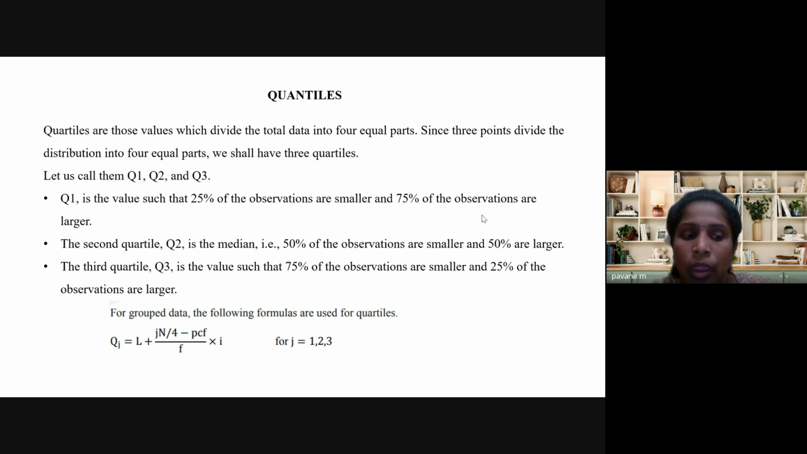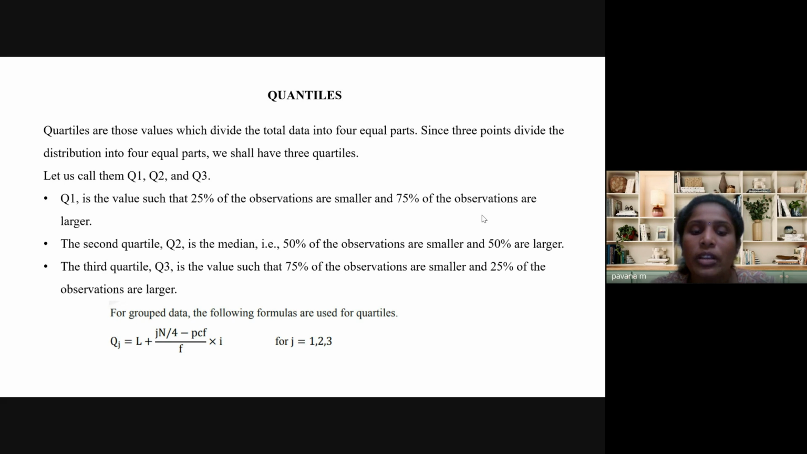Again, Q3 lies at the 3 by 4th point. Below Q3, you have 75% of observations, and above Q3, you have 25% of observations. That's why it is the 3 by 4th point. So like that, you have to define the Q1, Q2, and Q3 points, and these points divide the whole distribution into 4 equal quartiles.